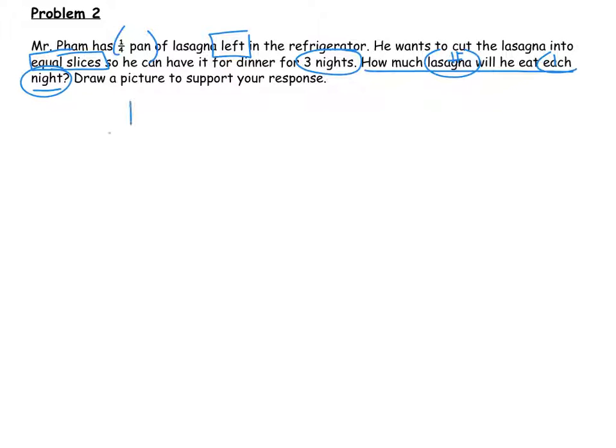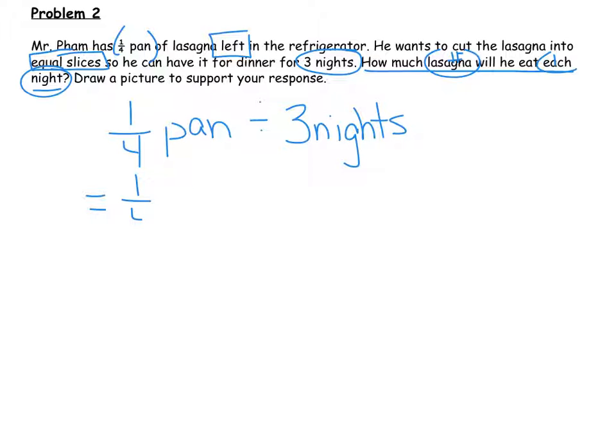So I have 1/4 of a pan divided into 3 nights. Well, based on what I've learned already, I can do 1/4 times 1/3. And so 1 times 1, my numerator is 1. 4 times 3, my denominator is 12. So 1/12 of the pan. Let's prove this with a diagram since it is part of the requirements.